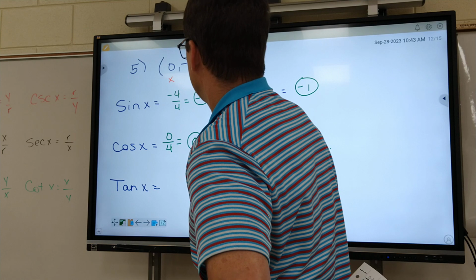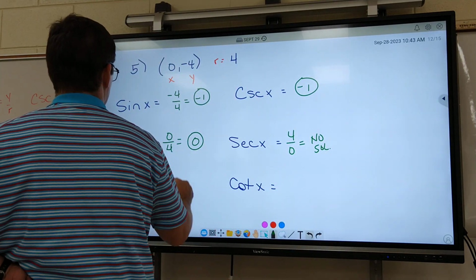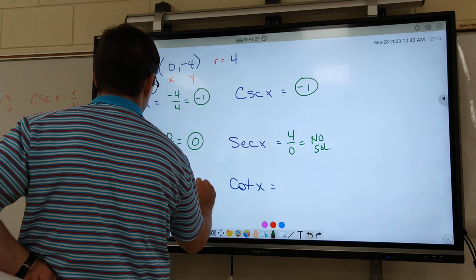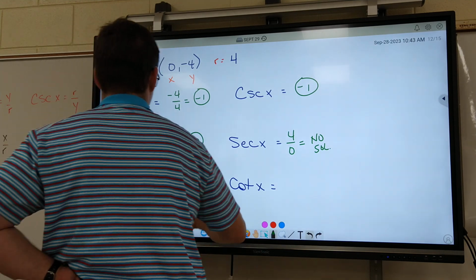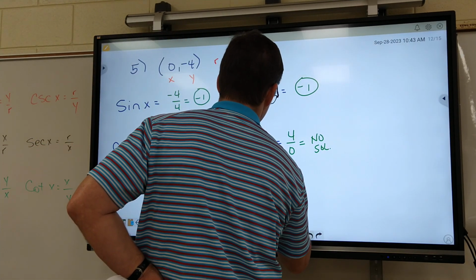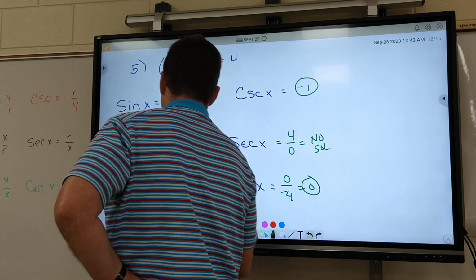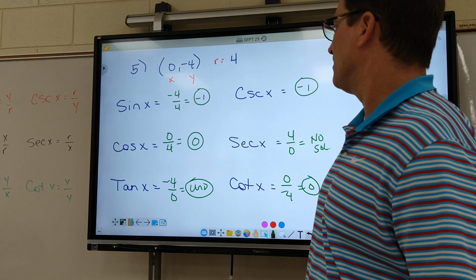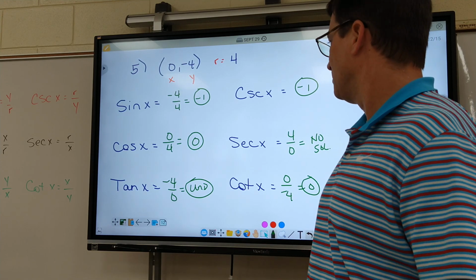All right, let's do the last one. Tangent, y over x. I got negative 4 over 0. That one's undefined. Then flip it, 0 over negative 4 is 0. All right, so that one wasn't bad. It was just the 0 and the no solution.